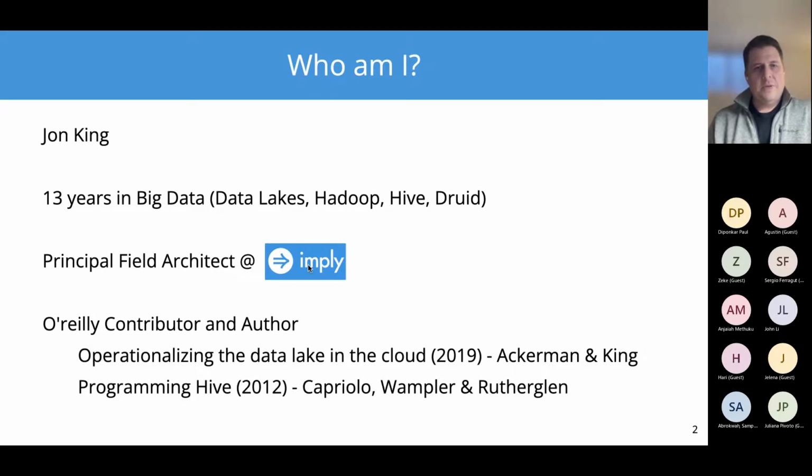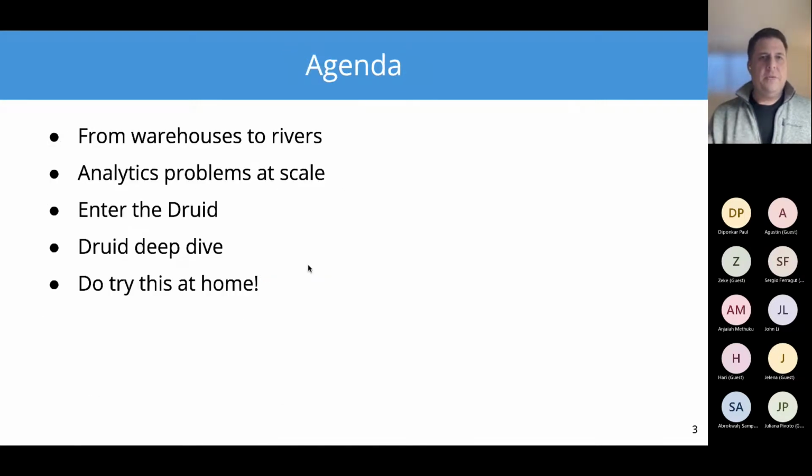Through that journey, I've also had the ability to contribute and author a couple of O'Reilly books. Back in 2012, I worked with Ed Capriolo, Dean Wampler and Jason Ruthven on the Programming Hive book. And in 2019, I wrote a book with Holden Ackerman on data lakes in the cloud. That was shortly before I came over here to Imply and moved into more of the real-time data space. So moving out of the data lakes and into the data rivers.